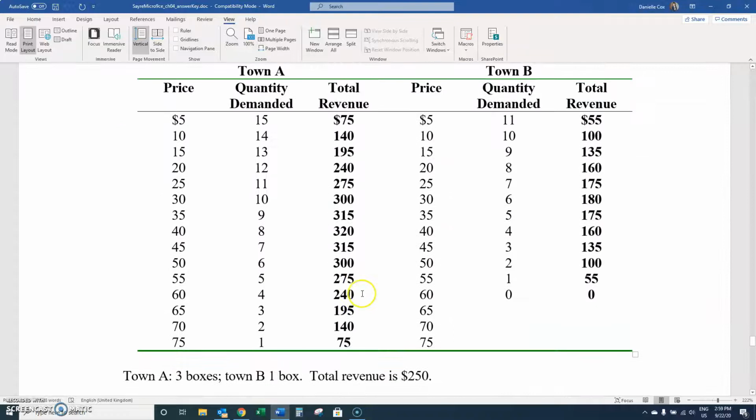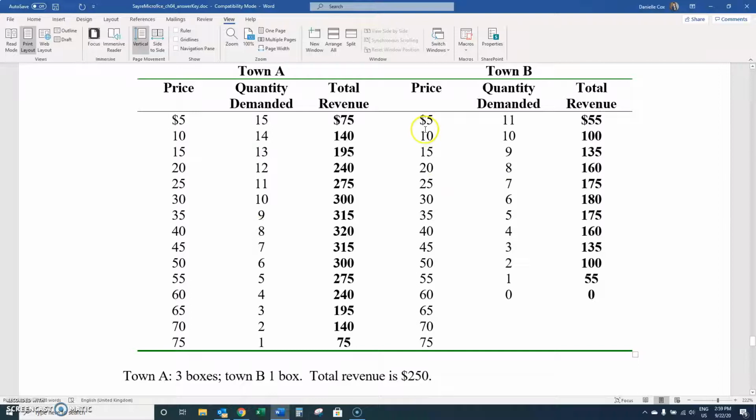What we're doing there is looking at town A. We're given our price and our quantity demanded, so price times quantity is your total revenue, and you fill that in for all of the combinations. The highest revenue he could earn in town A is 320, and that's at a quantity of 8. That's where the 8 came from.